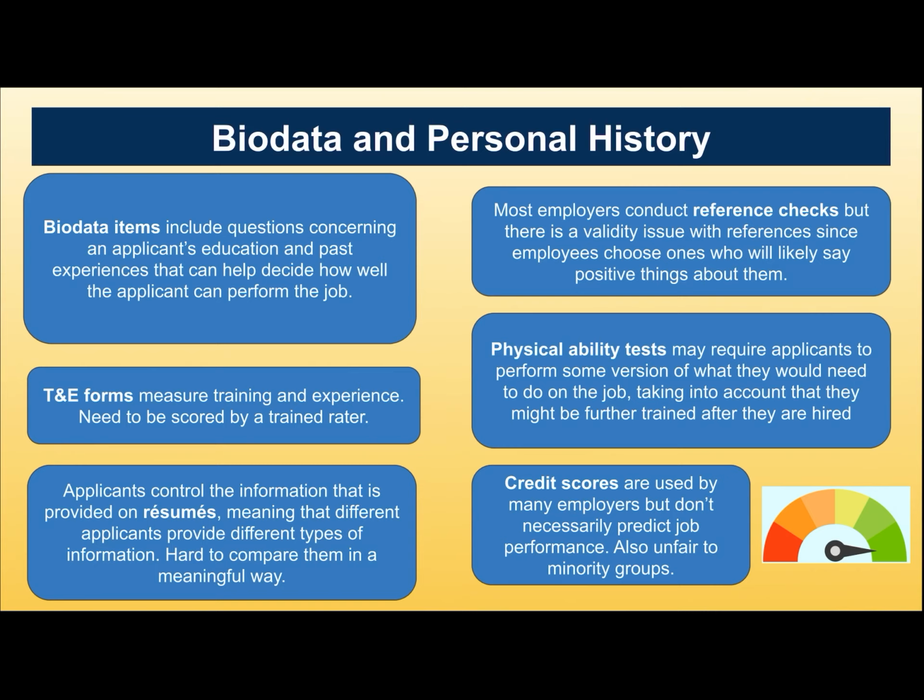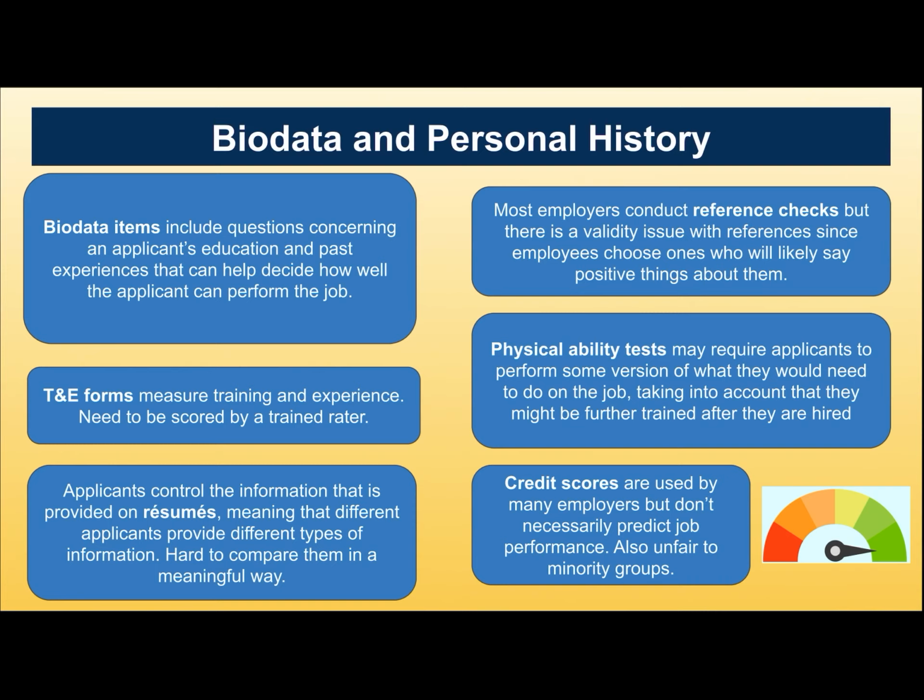Most employers conduct reference checks. Often references are found on the resume. But there is a validity issue with references since the employees are the ones who choose their references. Obviously, they're not going to give the name and number of somebody who hates them, who is going to say terrible things about them. Another type of test is a physical ability test. We didn't include these in the previous tests, although it is a non-cognitive type of test. And usually this is only done if the job itself requires a specific physical ability.